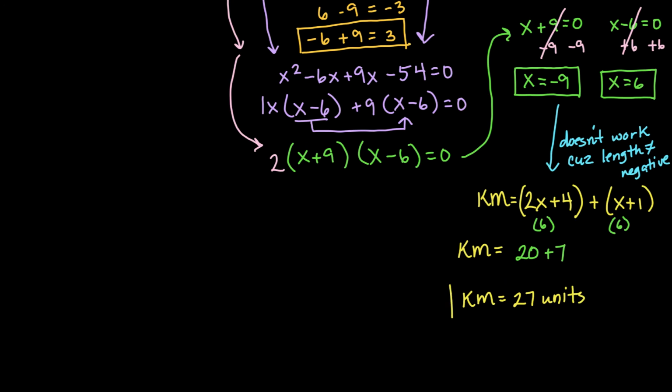This is my actual answer. Once again, I didn't use the negative 9, because if I did, negative 9 times 2 is negative 18. Negative 18 plus 4 is negative 14. And then negative 9 plus 1 is negative 7. So I would have gotten a length of negative 21, and a length can't be negative 21. Like you can't say this is negative 10 centimeters. That doesn't make any sense. You need a positive distance.